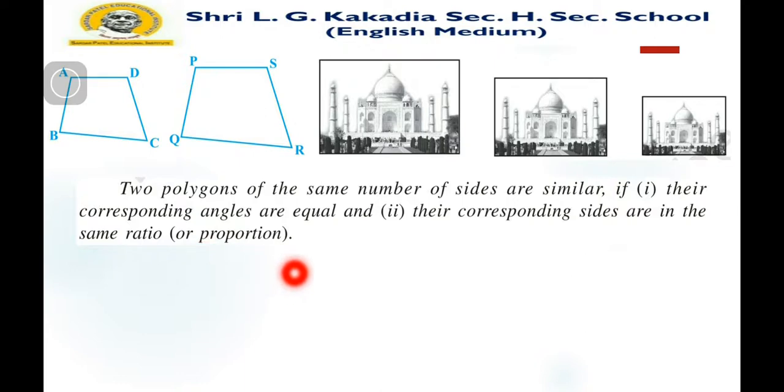ratio or proportion. If you take AD and PS, AD upon PS, CD upon SR, QR upon BC and PQ upon AB, this ratio must be equal. So we can say that if two figures are given and their corresponding angles are equal, and the second condition is that their corresponding sides are in the same proportion, then both figures are similar to each other.